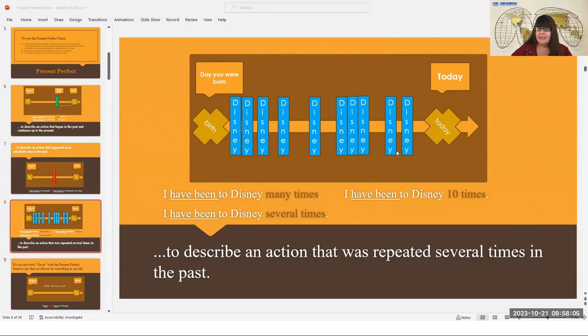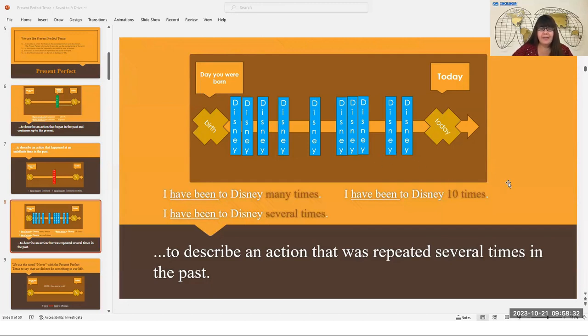But when we're speaking, there's no visual. And again, the time is not important. We're just talking about Disney. Oh, have you ever been to Disney? Yes, I have. No, I haven't. Yes, I have been to Disney many times. Or maybe, no, I have never been to Disney.